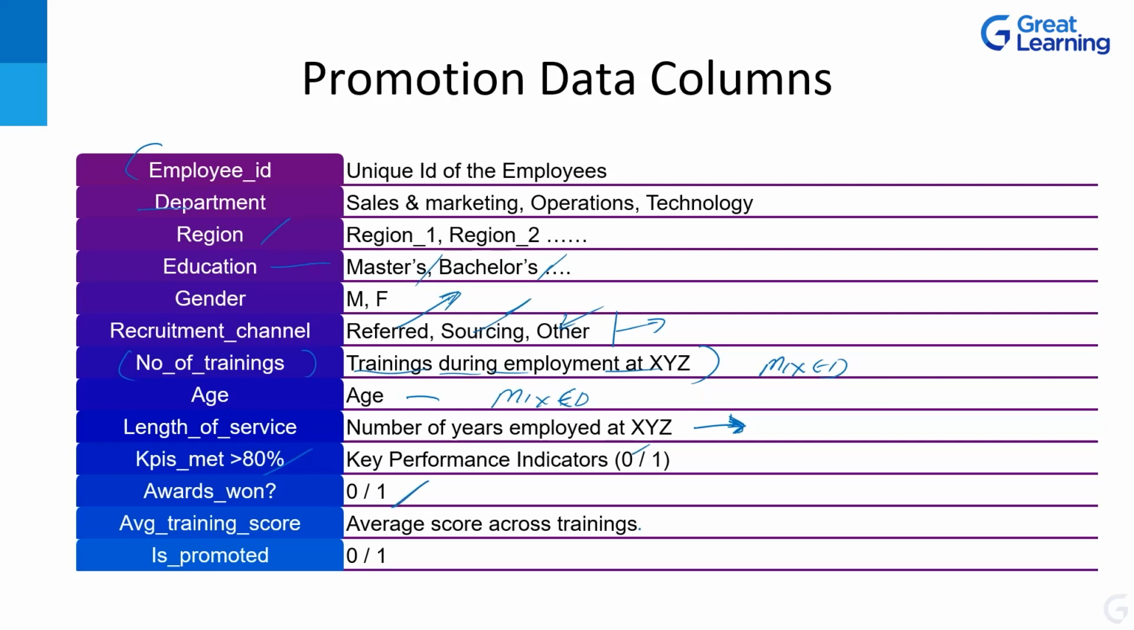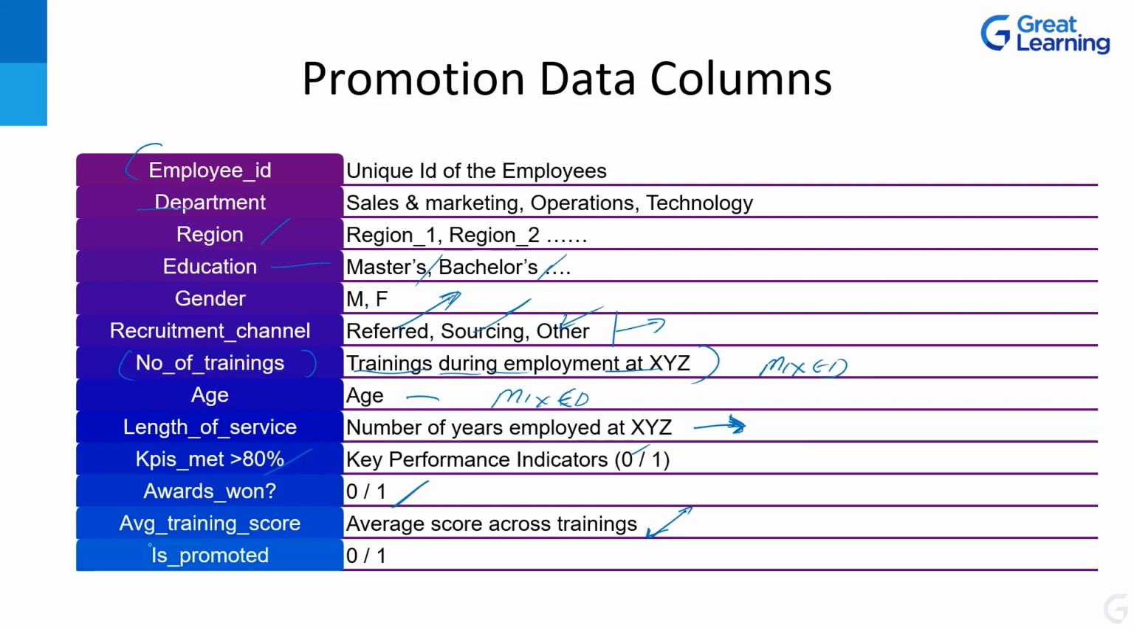And we don't have the training score for the current period because the objective of this exercise is that maybe we can predict who is getting promoted without conducting a training. But we do have the average score of all the trainings conducted in the past. So how much have they scored in the past? We do have the average score over there.